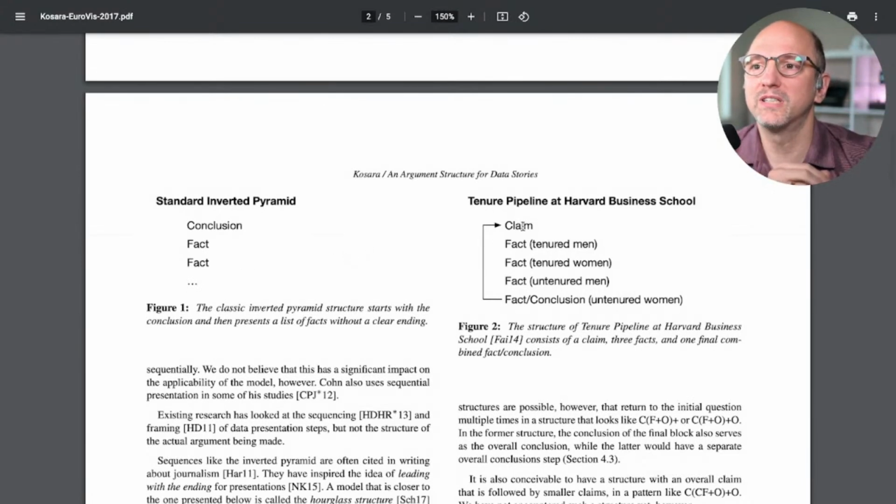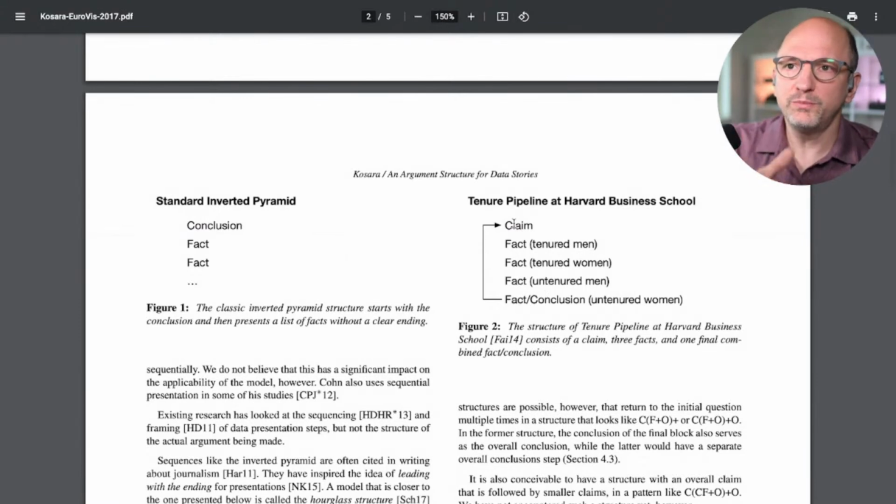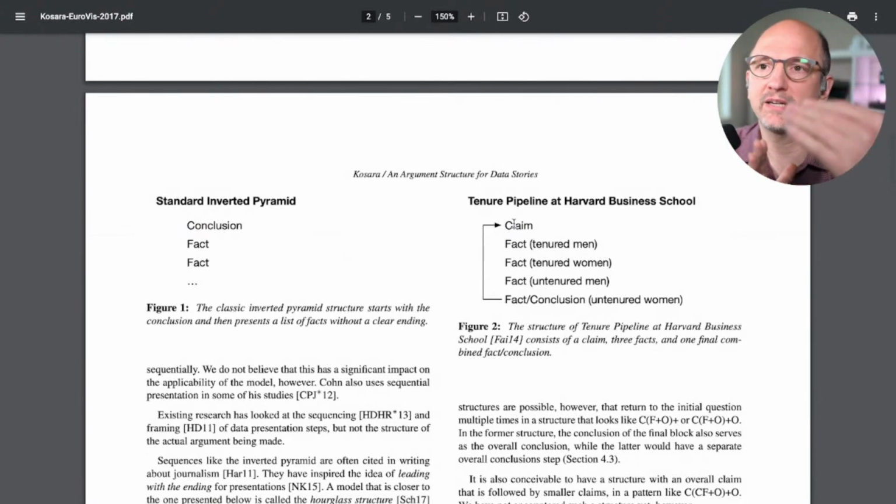So this is more of raising a question, getting people's attention by saying, here's a claim, or here's a question, and then you walk people through these facts, and then your conclusion, of course, has to tie back to that. So you're not just saying, well, it's up to you to decide. No, you make a point, you make an argument, and you want to make sure that your conclusion ties back to that claim or that question at the beginning.